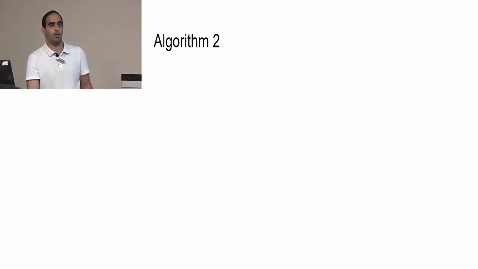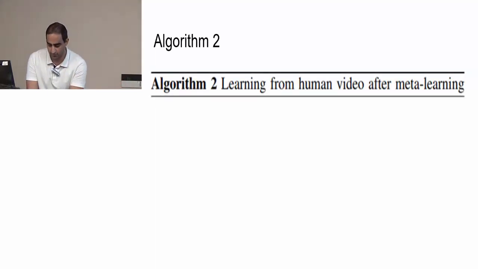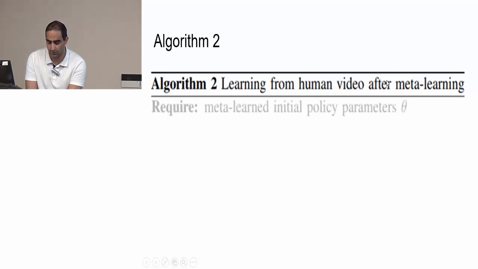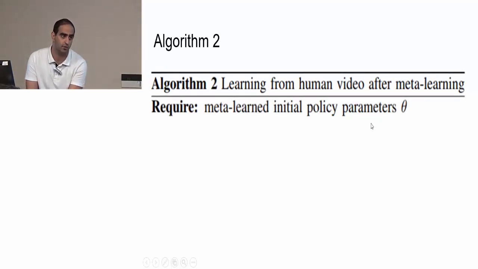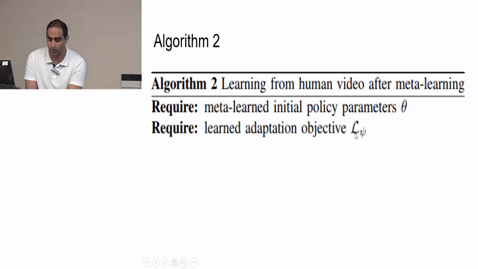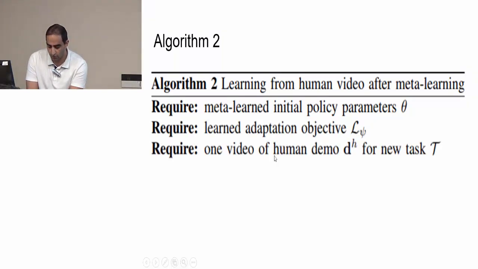After we learn theta and psi, we need an algorithm to adapt to any new task or human demonstration. This other algorithm is called learning from human video after meta-learning. We know the parameters theta because we learned them from the previous algorithm. We know L psi. And we also have one video of a human demo, DH. We want our robot to look at this and learn to perform the task. That's why it's called one-shot learning.